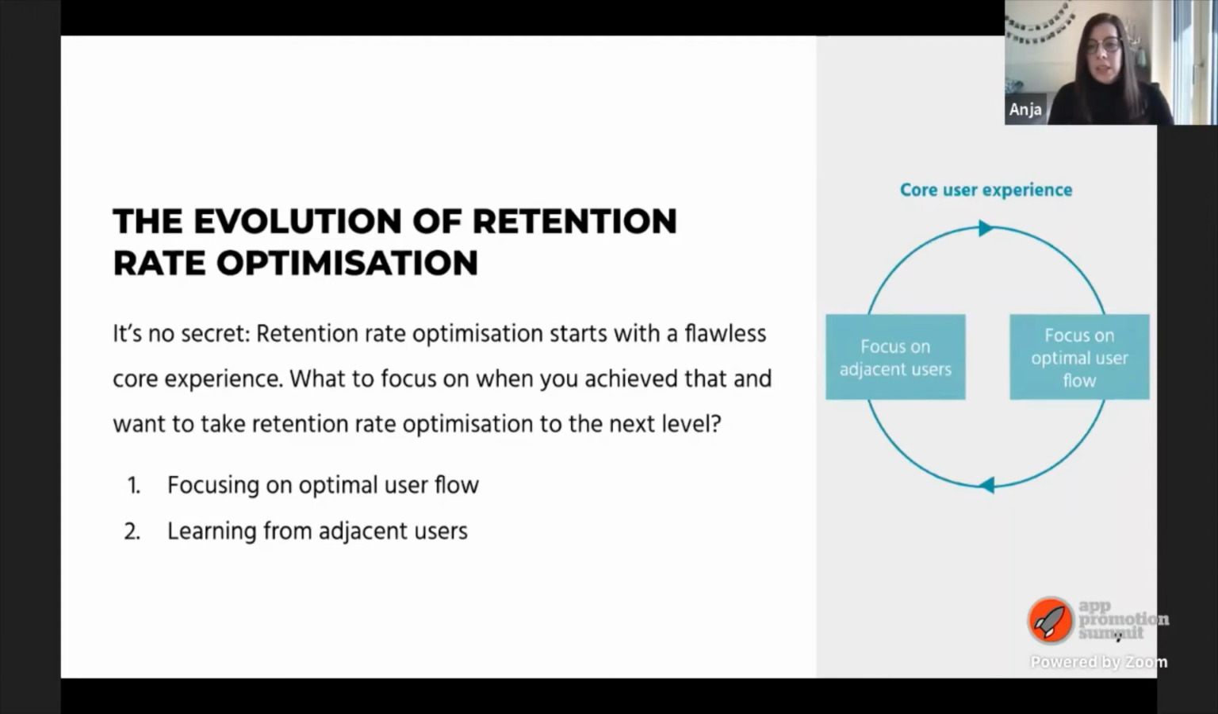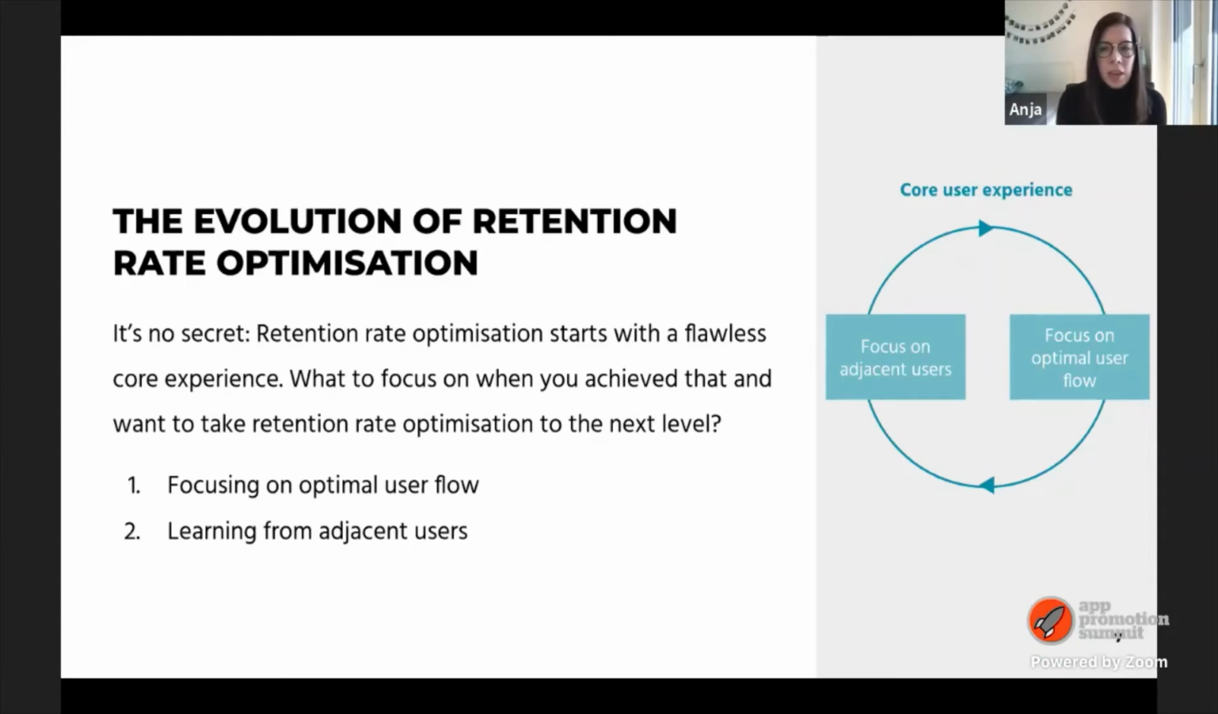As mentioned in the beginning, and that's also no secret, retention rate optimization starts with a flawless core experience. And that was also our focus. We needed to make sure that our core user experience is just top notch and there's nothing to complain about for our users. To do so, we focused on the optimal user flow first. That's when our data scientists came in and supported us with what we call the retention model.